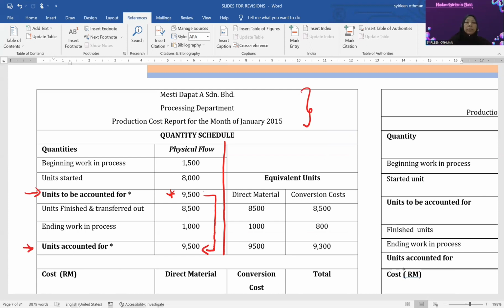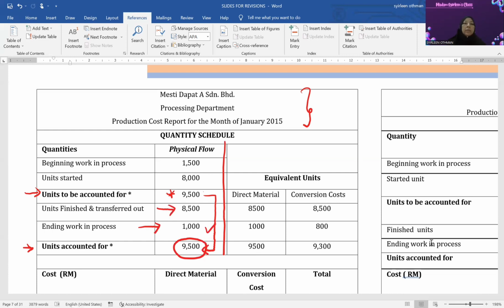Lepas tu, beginning work in process unit ni, kita ambil daripada soalan that 1,500, and the unit started is also taken from the question. So kita dapat 9,500, tapi dalam soalan, you kena cari unit finish and transfer out, sebab dia cuma bagi awak ending work in process. So you know the amount for these two items is 9,500. For the lower part of the physical unit table, kita cuma ada maklumat tentang ending work in process. So the missing part in that item is actually 9,500 minus 1,000, so kita akan dapat the unit finish and transferred out.